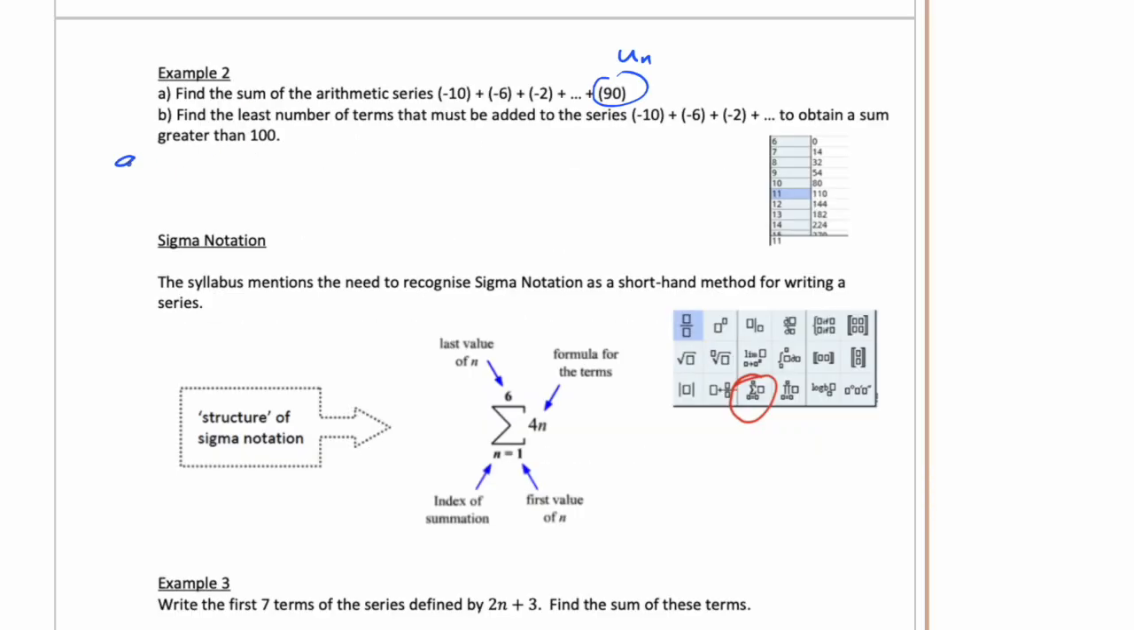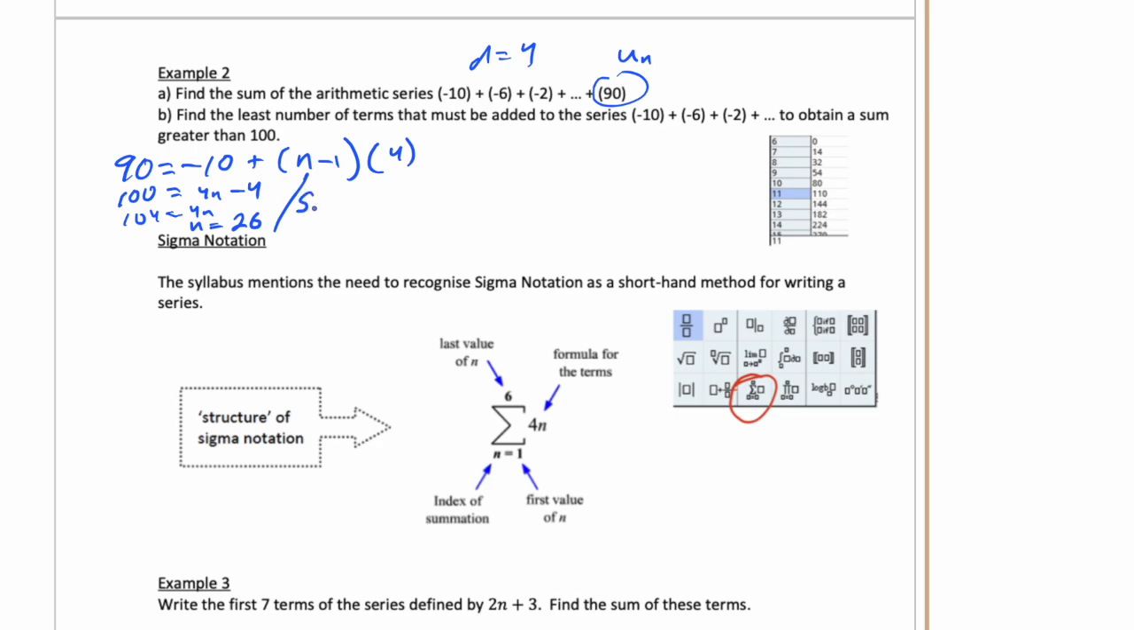So we're going to have 90 equals u1, which is negative 10, plus n minus 1 times d, in this case 4. The terms are going up by 4, so you solve this for n. So I'm going to add 10 to both sides, get 100 equals 4n minus 4. 104 equals 4n. n equals, if you divide by 4, you get 26. There's 26 terms in this series.